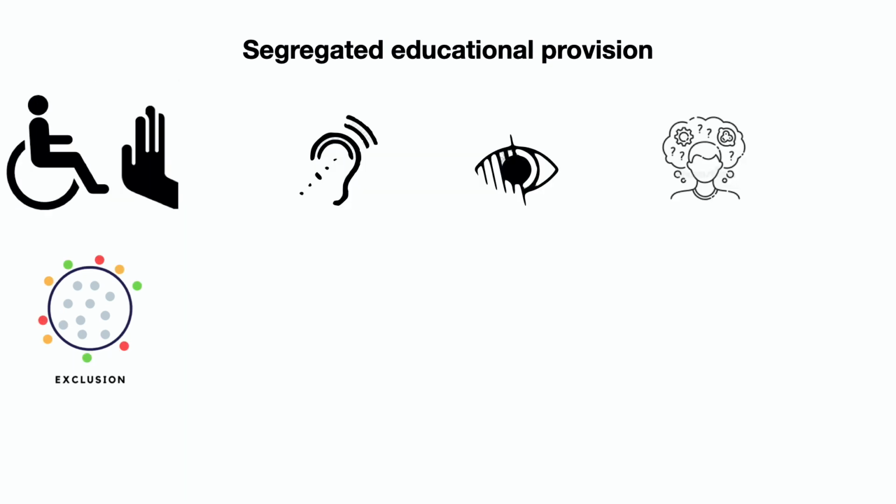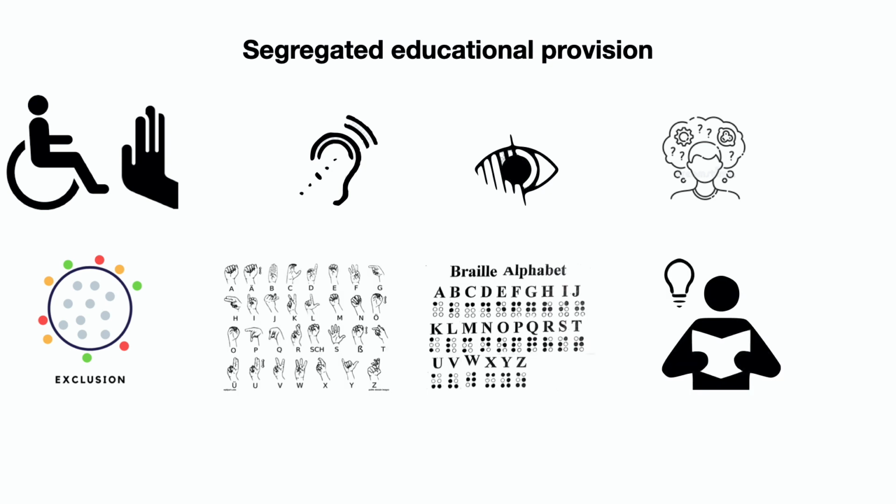Innovative pedagogies were developed to support those who were deaf, blind, and intellectually disabled. Pioneering educators devised a variety of strategies to address the educational needs of disabled students, including sign language for the deaf, a raised print method for the blind, and an appropriate pedagogy for those who were intellectually disabled.